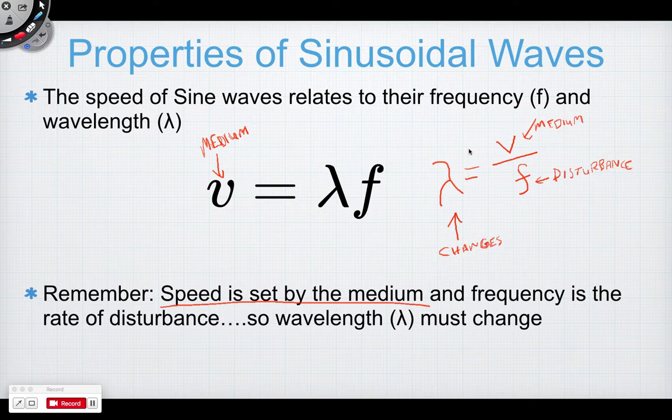But also, if I measure a certain wavelength and I know a certain frequency, I can actually find the speed through the medium and any other combination like that. So we can actually use this. This is actually on your yellow sheet. So make sure you know where it is and how to use it. Yellow sheet.